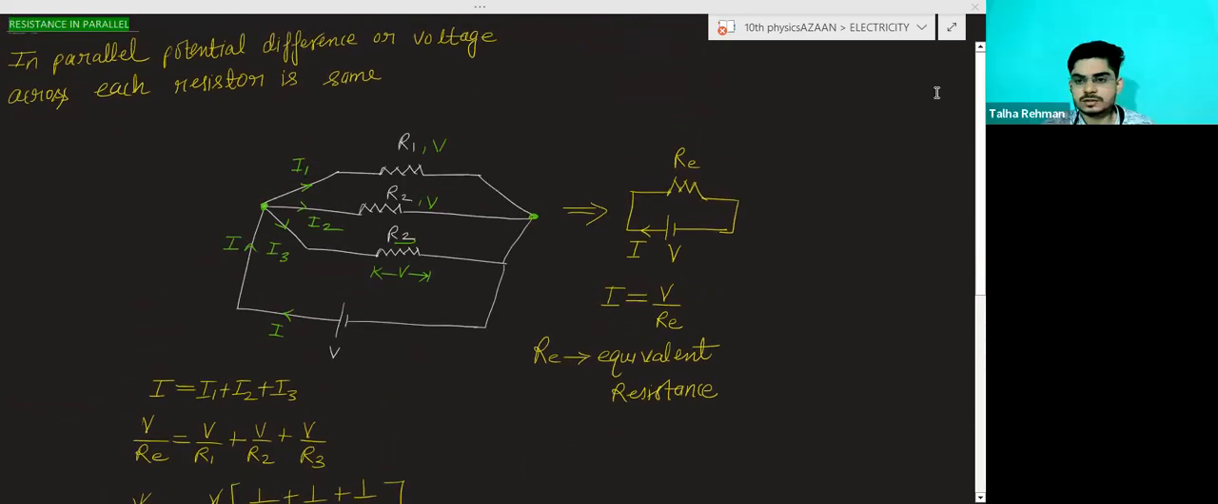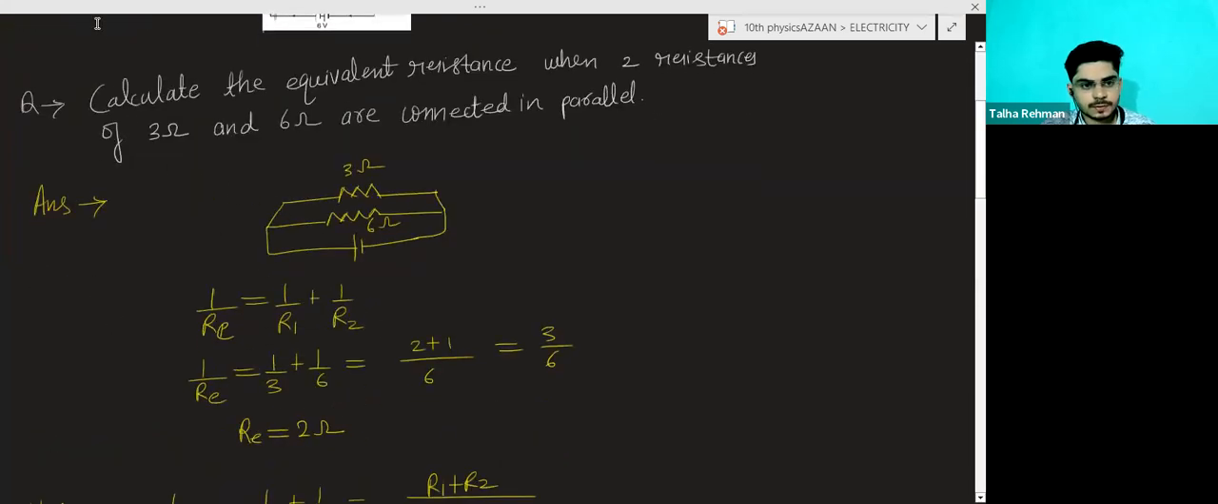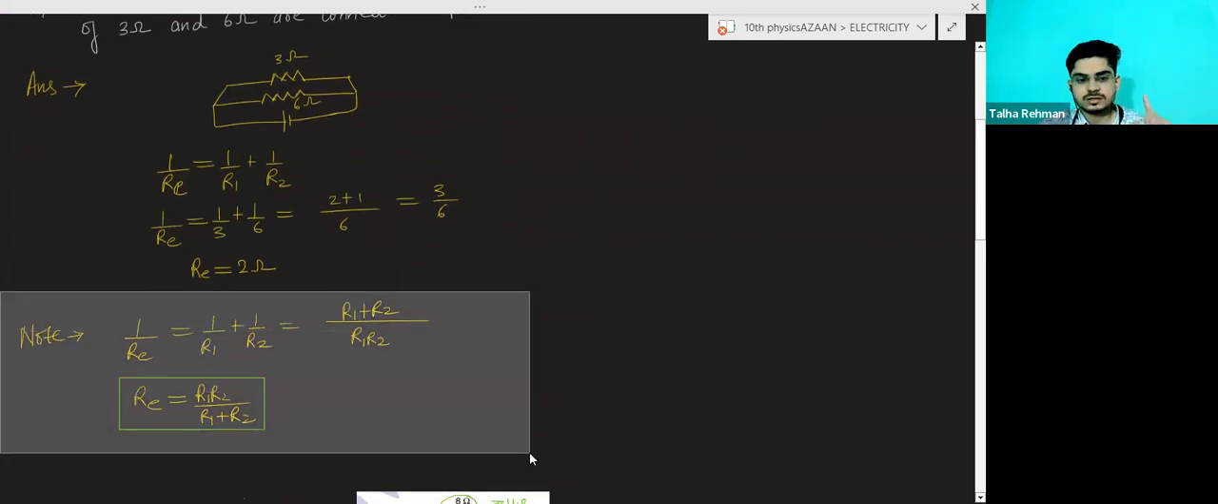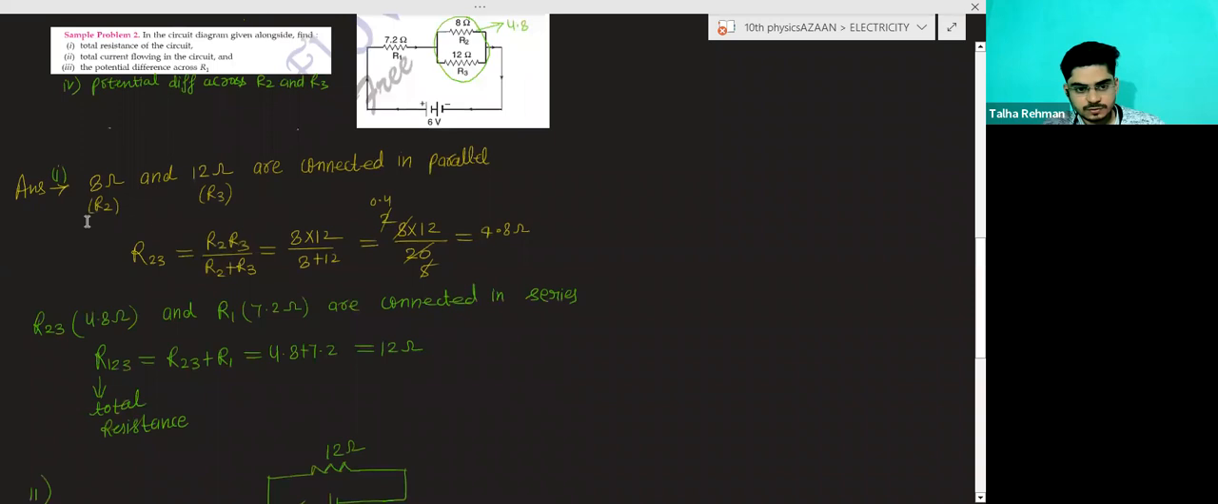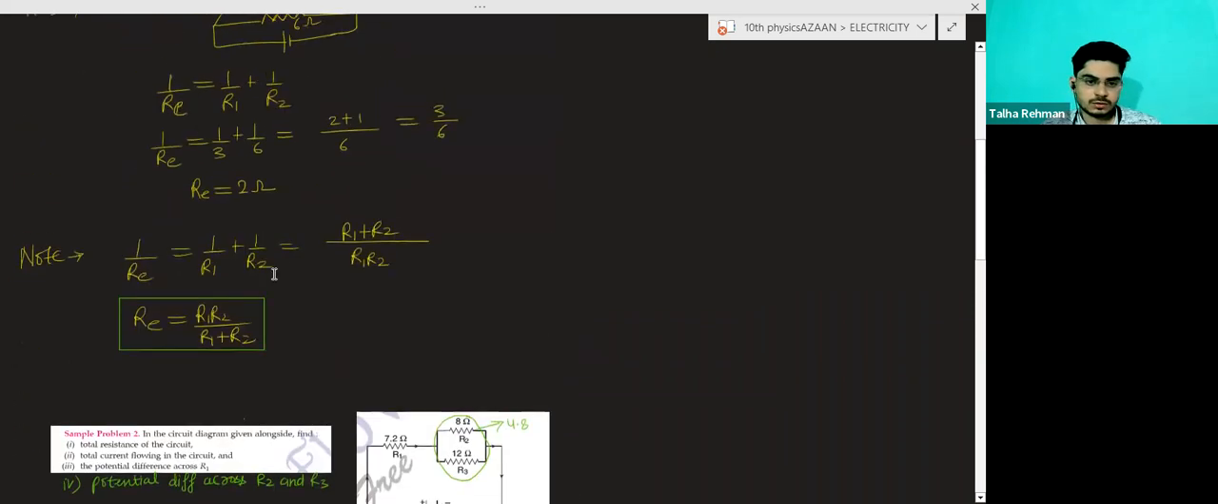This is the parallel resistance combination. Now write down this one. If two resistances are connected in parallel, you have to learn this result. This result will save your time. R1 into R2 divided by R1 plus R2. That will be the equivalent resistance when two resistances R1 and R2 are connected in parallel combination. And I have used this relation here, and here also. Okay, write down.